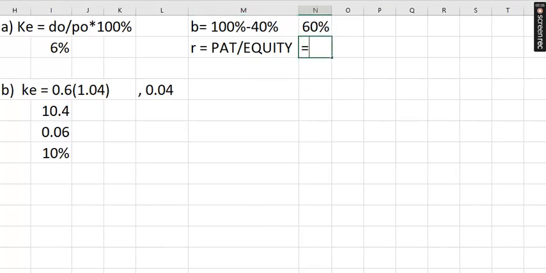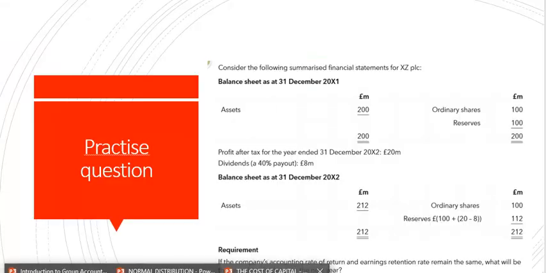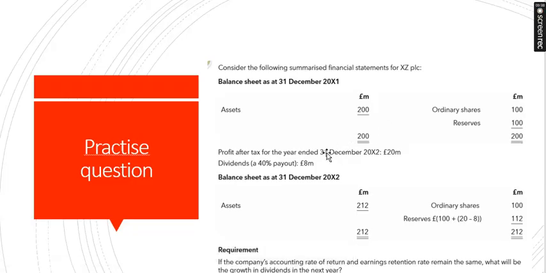Profit after tax, we are told, is 20 million. Profit after tax for the year, 20 million. Then you divide 20 million by total equity, which is 200. Remember, I said the return on equity will still be the same even in the next year. So just focus on the first year. It will be 20 million profit after tax divided by total equity, which is 200.